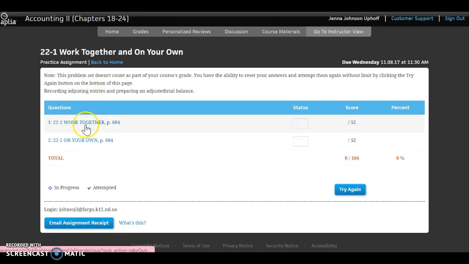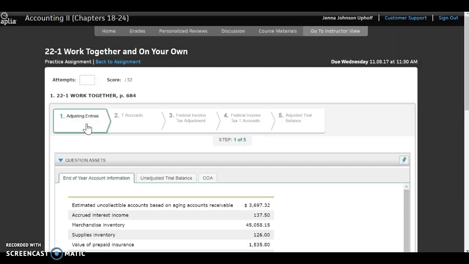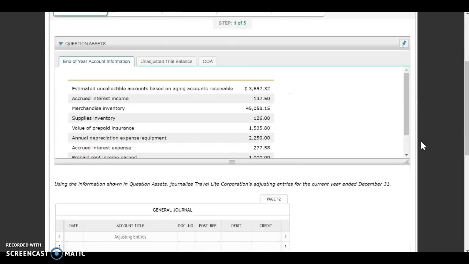22-1 work together. Okay, this is a big work together. We have 5 steps and it's worth 52 points. So we have a lot of stuff to do.